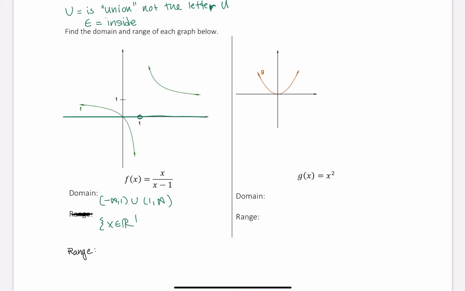So now writing in set builder notation, we would write the set of x such that x does not equal 1. Now what about the range?